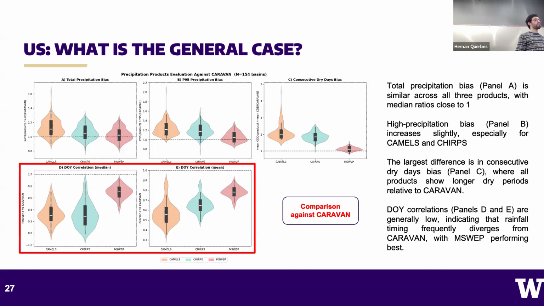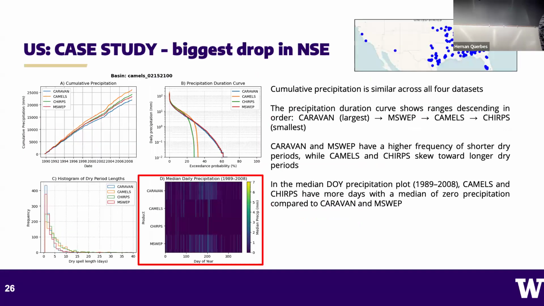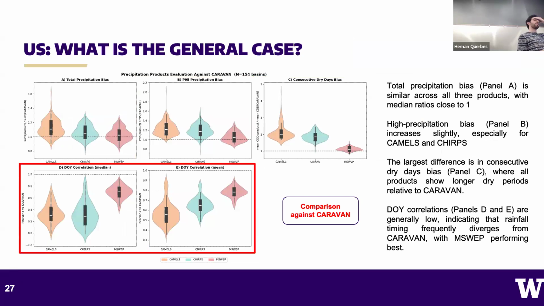And the last 2 plots, what I'm trying to show, and I'm going back to this slide for a little bit, is that we calculated the correlation between the median time series for the precipitation. We compare all of them to CARAVAN. This was to see if the timing of the precipitation is similar or not between the datasets. So if we go back again to this, we see that the timing is very different for the median values and for the mean values.